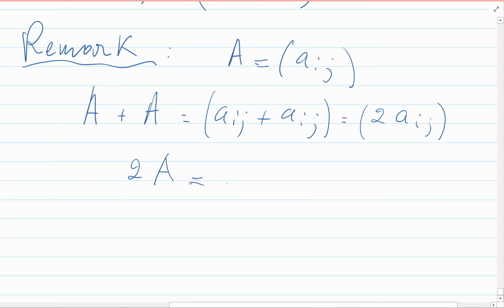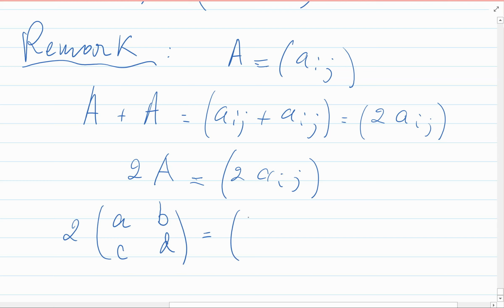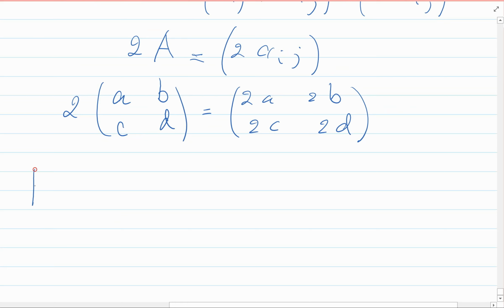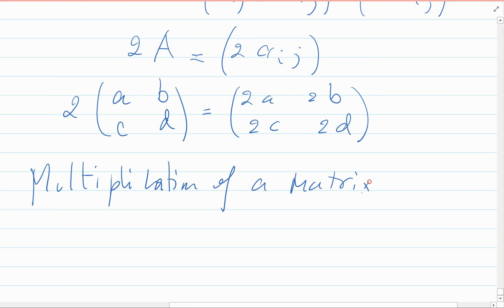And what is the end result? The end result is to multiply every entry by 2. So for example, if we take 2 times A, B, C, D, then the end result is 2A, 2B, 2C, and 2D. Okay? So this suggests the following, which is known as multiplication of a matrix with a number.